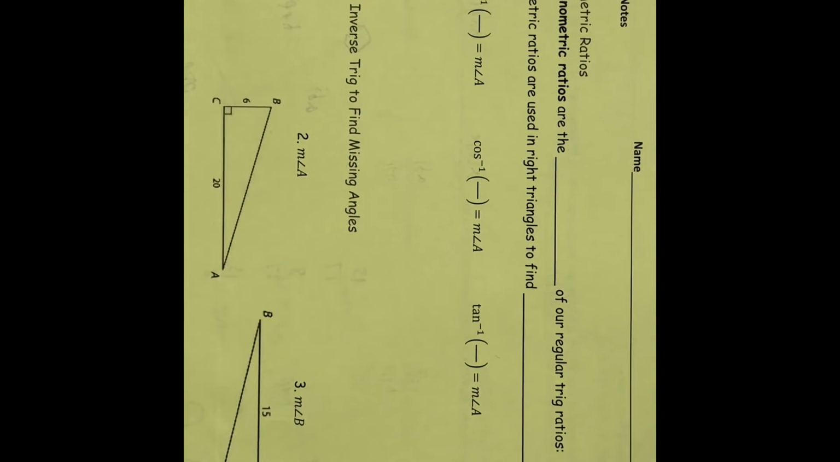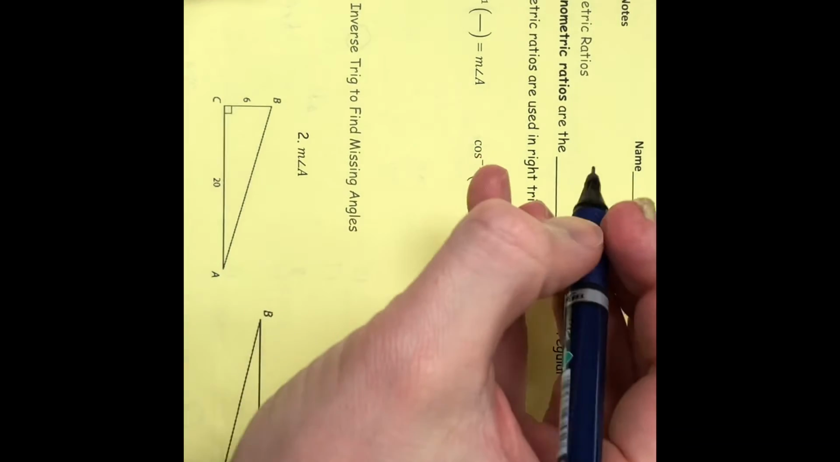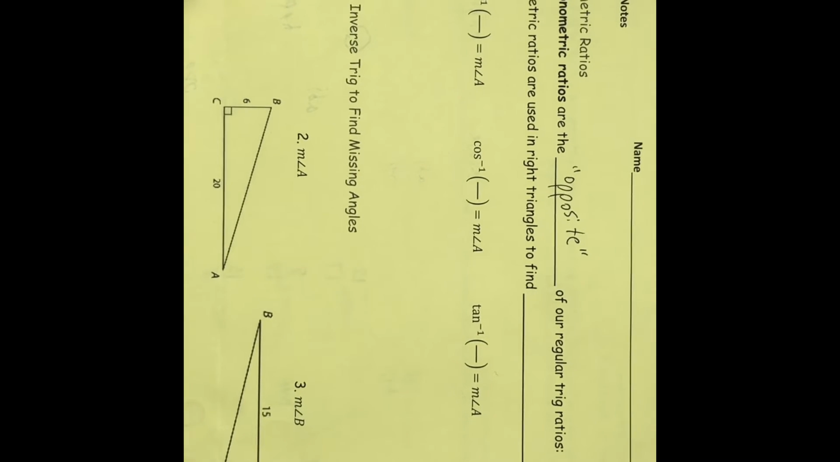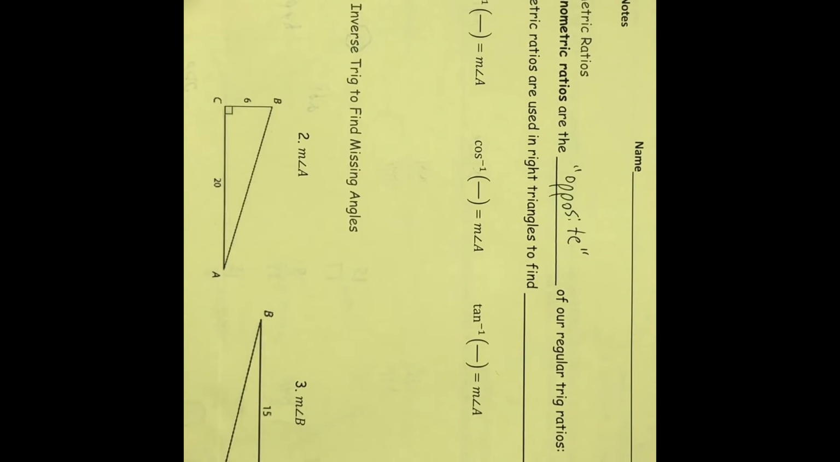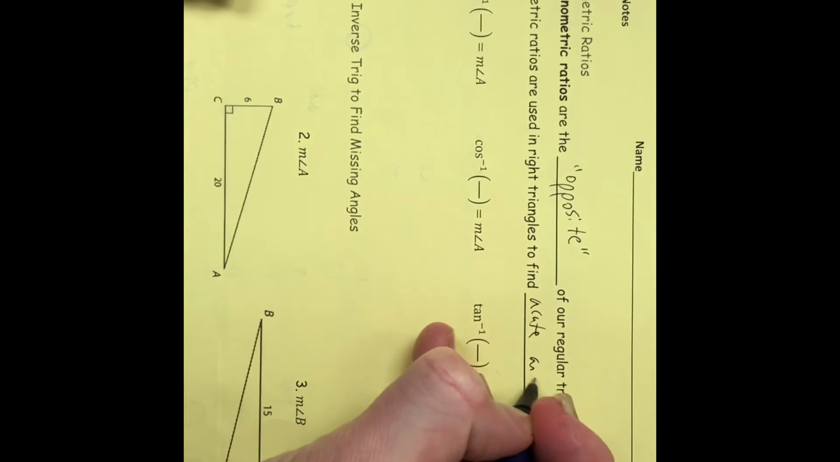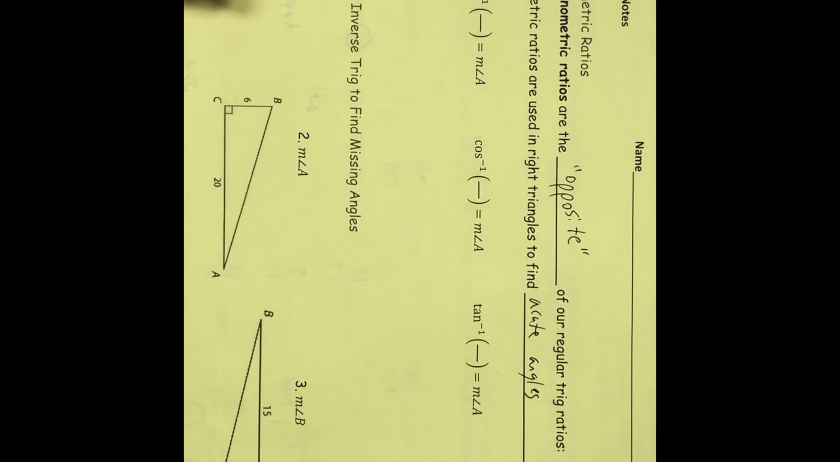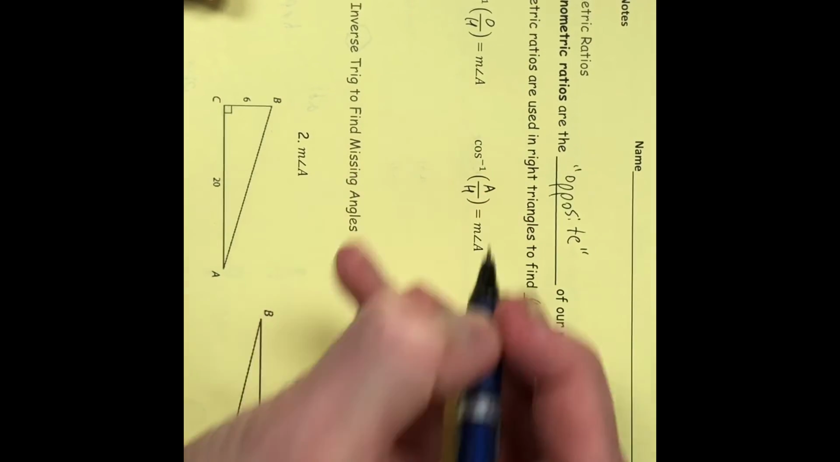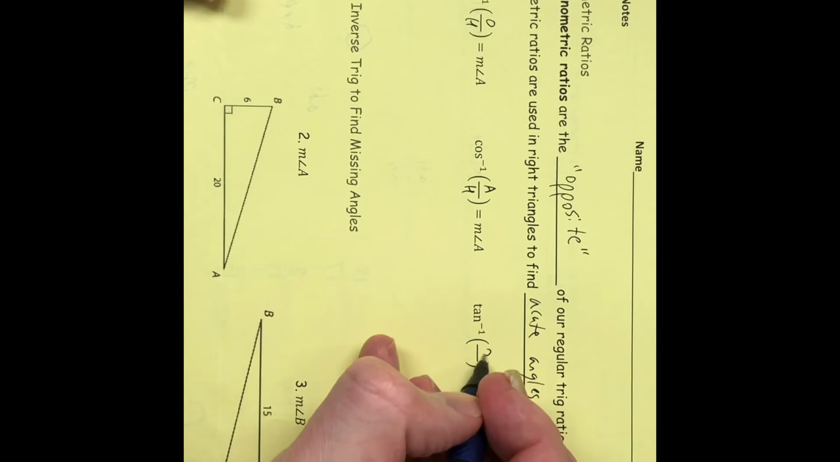So when we have inverse trig ratios, these are, we could call it the opposite. I don't love this word, but I can't think of a better one at this time, are the opposite of our regular trig ratios. And inverse trig ratios are used in right triangles to find those acute angles. So our ratios here would be sine inverse of opposite over hypotenuse, cosine inverse of adjacent over hypotenuse, and tan inverse of opposite over adjacent in order to find those missing angles.